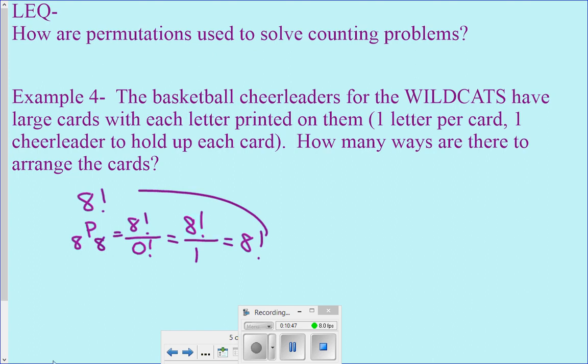And let's see, what does 8 factorial equal? I don't think I have that answer. Whatever 8 factorial equals, I'm not going to take the time to grab a calculator, but that's your answer for number 4.